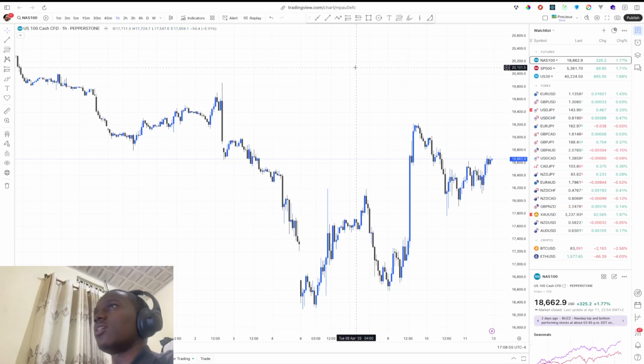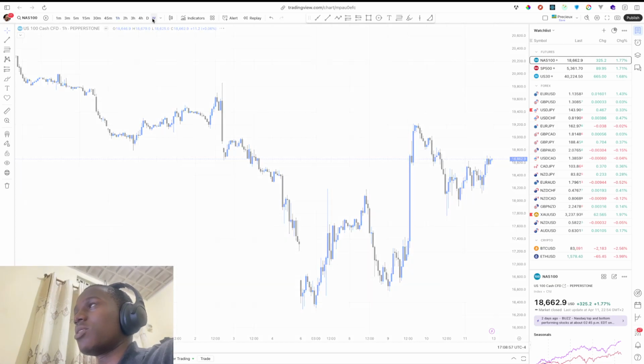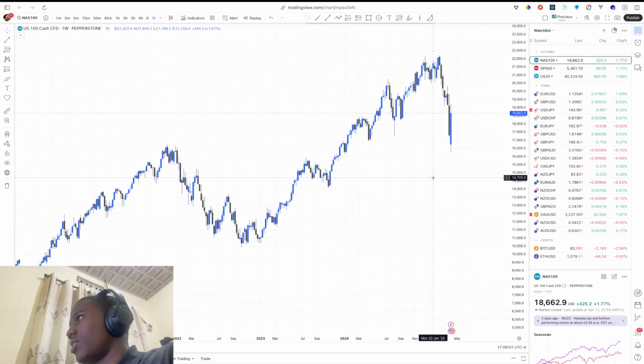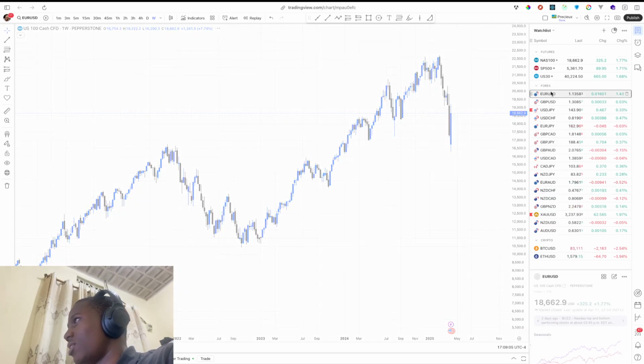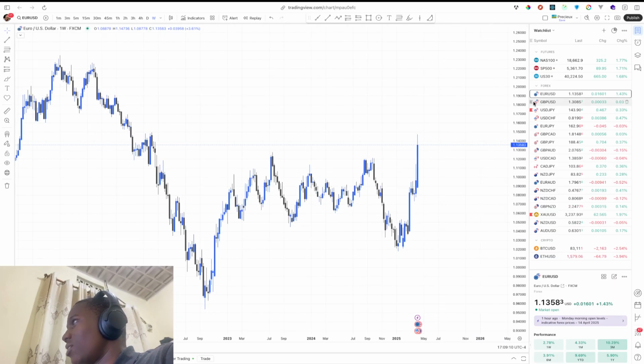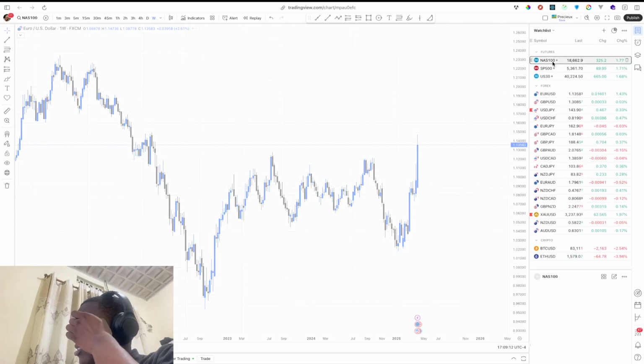Let's get started. So as you can see on my screen, let's go on the futures NAS 100. Looks like the market hasn't opened yet on the futures, but as you can see on the other pairs, it has already opened. On Euro USD, you can see the market is active and moving. Well, let's go to NAS 100.